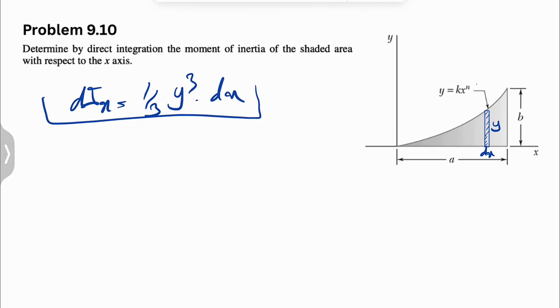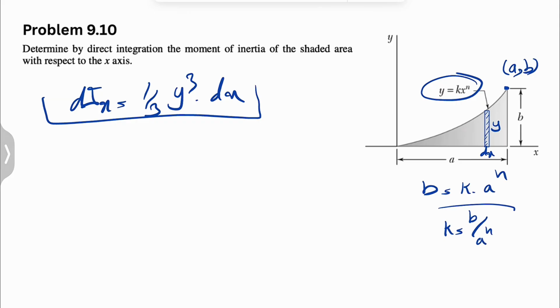And yeah, we just have to put in the curve that we have here, y is equal to k times x to the n. Before doing that, we're just going to find this constant k in this formula. For that, we consider one point on this curve. Let's go with this one where x is a and y is b. If we plug that into the equation, b is equal to k times a to the n, and our k would be b over a to the power of n.